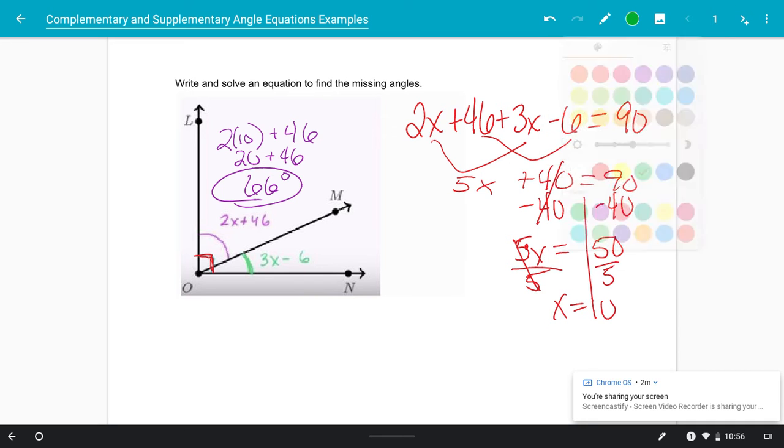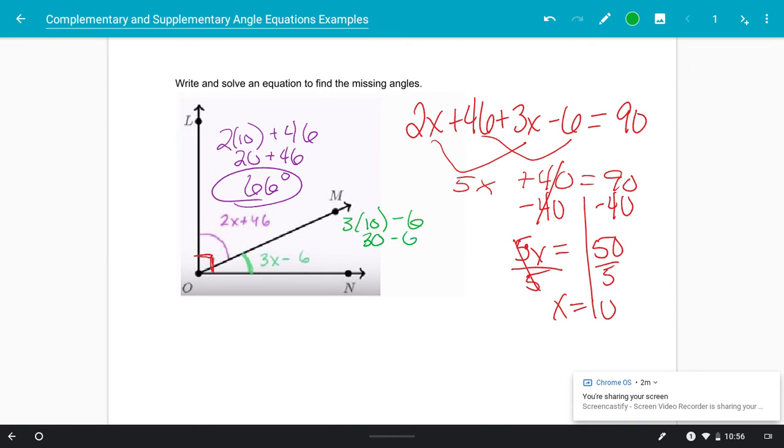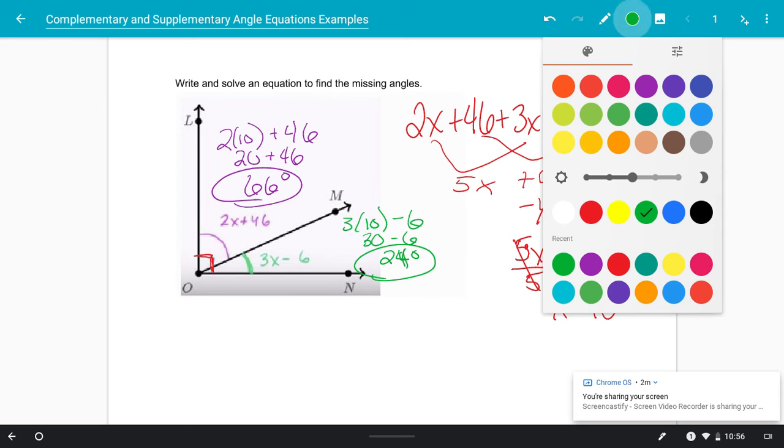For the next one, I'm going to plug in 10 for x again. And so 3 times 10 is 30, minus 6 is going to give us 24 degrees. So first we're getting the value of x, which was 10, but that's not our angle measurement. We then have to substitute back in to get the actual angle measurement.